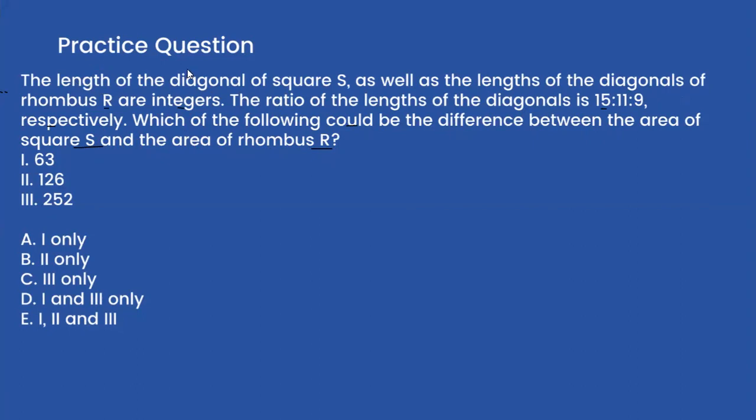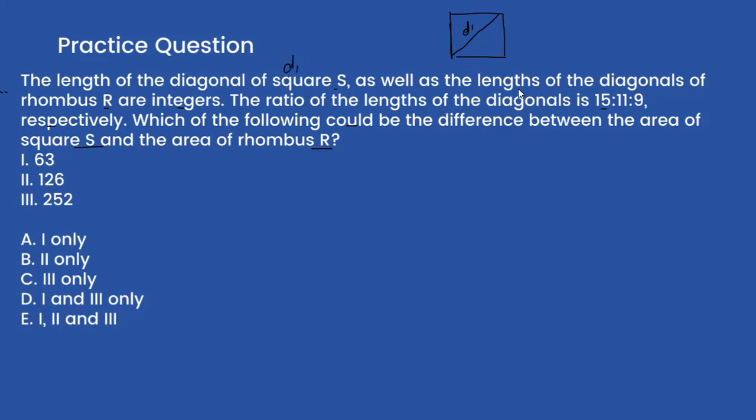It says the length of the diagonal of S. Now, what is the length of the diagonal of S? Let's draw here a square with a diagonal. Why? Because there are two or three diagonals involved. Let's say this diagonal of the square is D1.